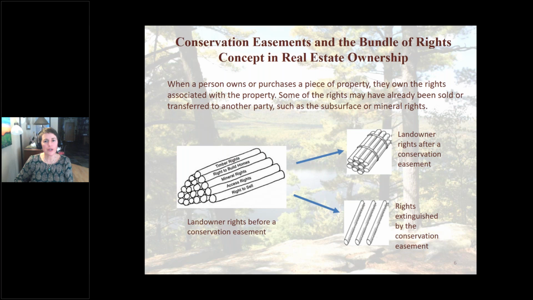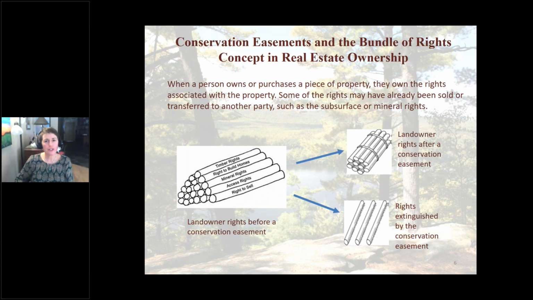So landowners own these rights, and a different bundle of sticks comes with different pieces of property. For example, not all landowners who own the surface land would own the mineral rights to the land underneath. But anyway, a landowner would own this bundle of rights, and a conservation easement basically breaks apart that bundle of sticks and separates some of them and extinguishes those rights. And in the cases that we'll be talking about, primarily it is the right to develop the property.